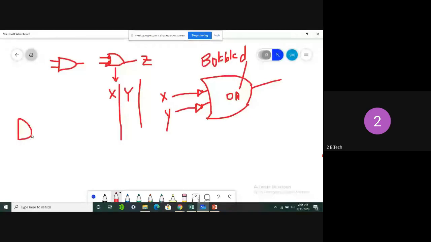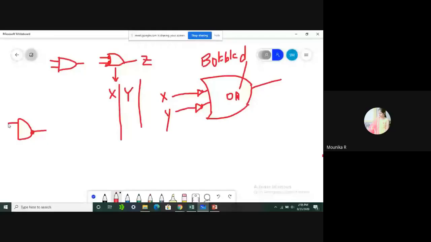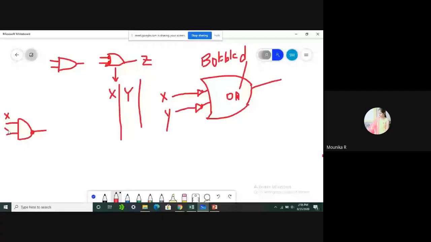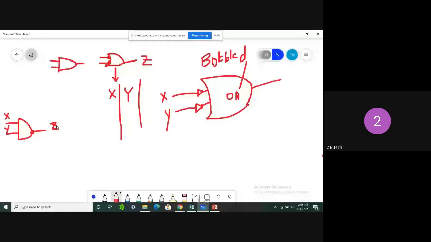This is the NAND symbol. So this is input X and this is output Y. Sorry, another input Y and output Z. See here, what is the truth table for NAND? Just now we observed it clearly.